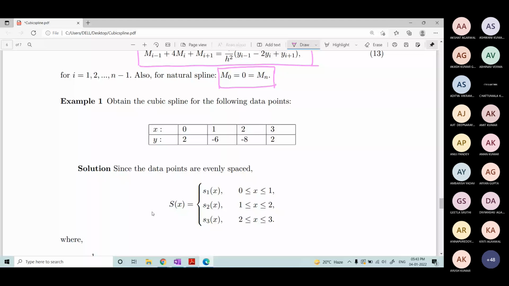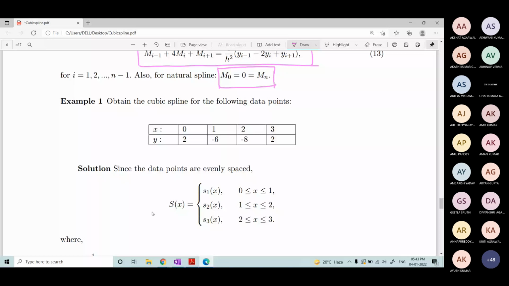So if you plot the data points in the XY plane, you get 0, 2. So this is 0, height is 2. So somewhere here this data, then 1, minus 6 will be somewhere here. So suppose this is minus 6. Then 2, minus 8 will be somewhere here. And then 3, 2. So this is 3 and this is 2.